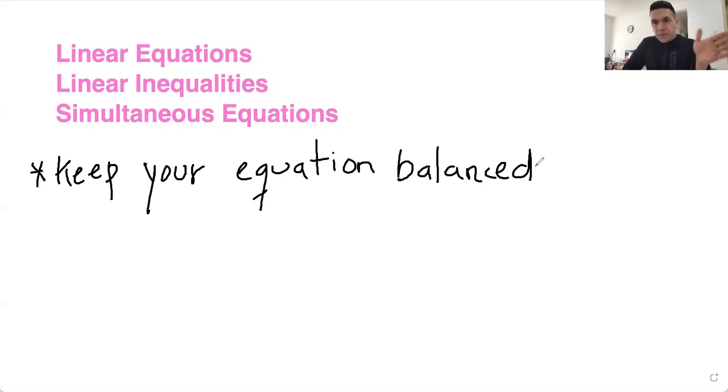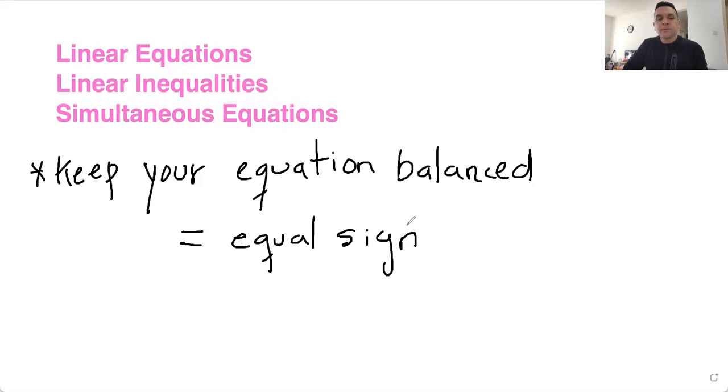If you add a number to one side of the equation, you have to add the same number to the other side. If you subtract, you have to subtract. If you multiply, you have to multiply everything on both sides of the equal sign. This is the equal sign right here.